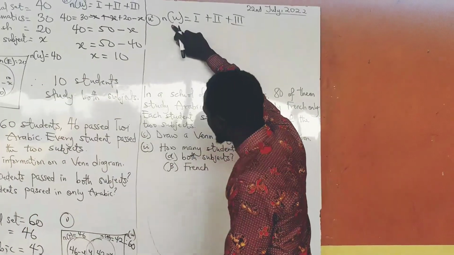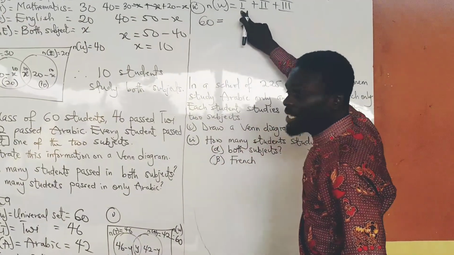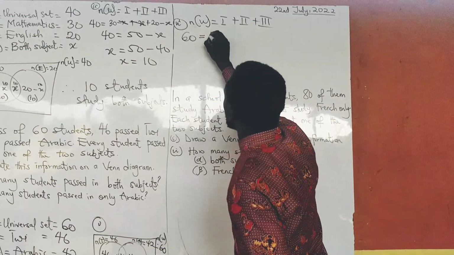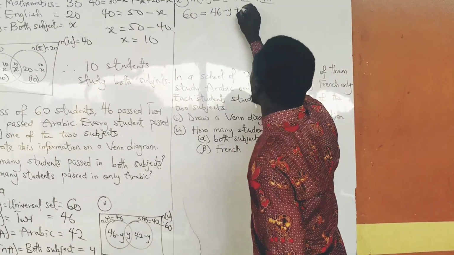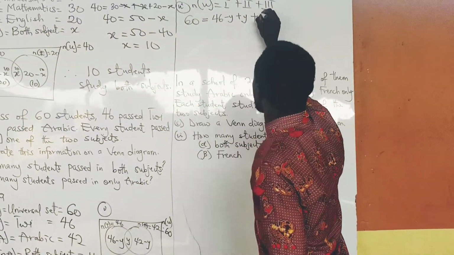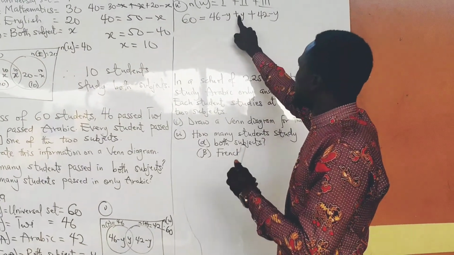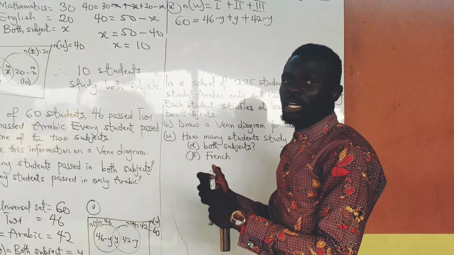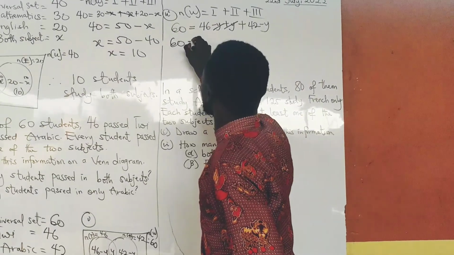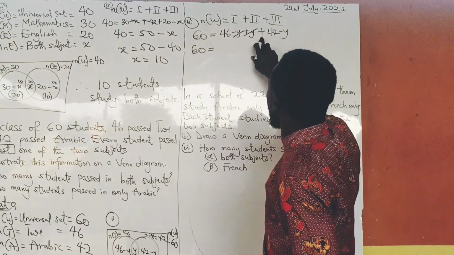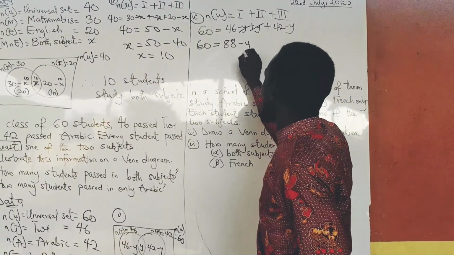What do we have in the universal set? We have 60. So 60 is equal to region I. What do we have there? We have 46 minus Y plus region 2. We have Y plus region 3. We have 42 minus Y. So we can say that negative and this positive will cancel out, because 1 minus 1 is 0. So this will cancel out this. Now we are having 60 is equal to 46 plus 42, which is going to give us 88 minus Y.